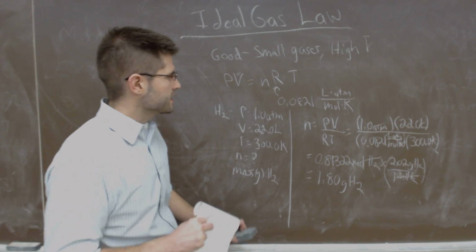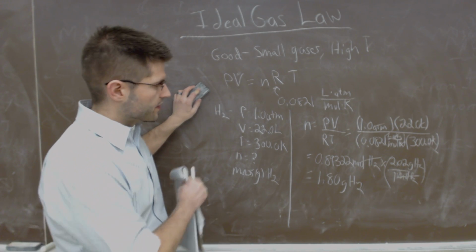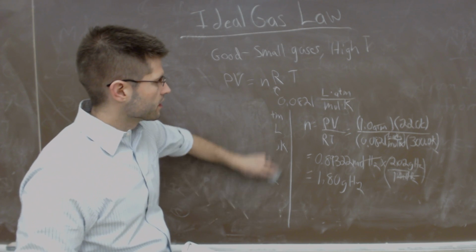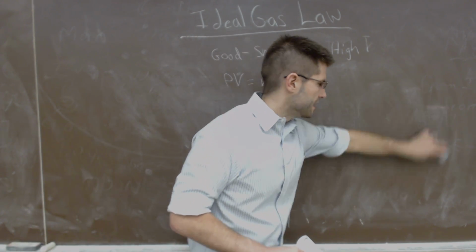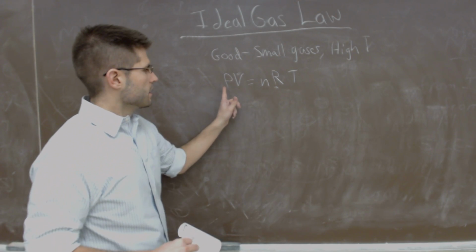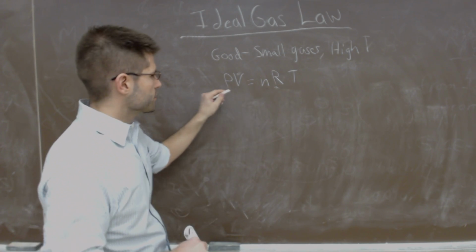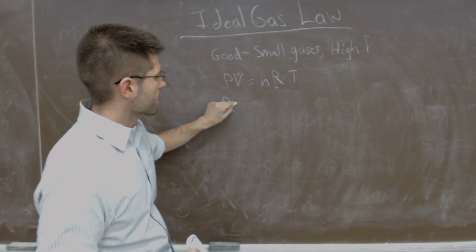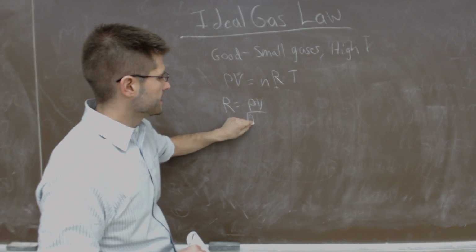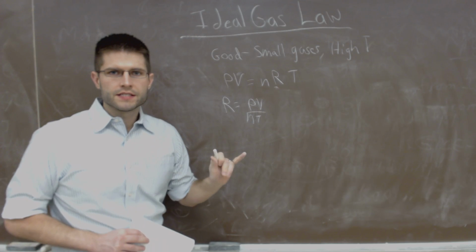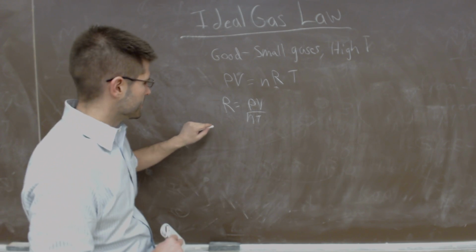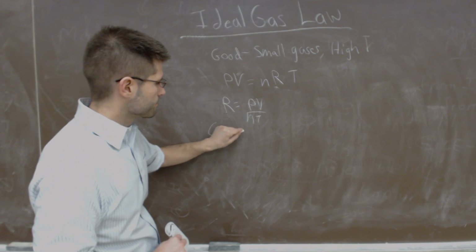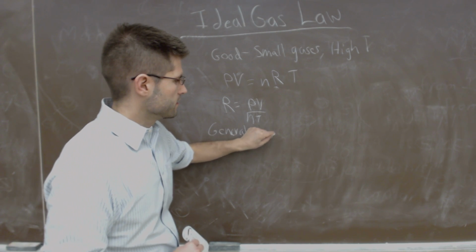Now, there's one last thing I want to talk about. This is a simple problem. We're going to be dealing with a lot of these problems tomorrow. We know that this has a constant in it. So I can rearrange this equation to R is equal to PV over nT. This allows us to write out something known as the general gas equation as well. General gas law.